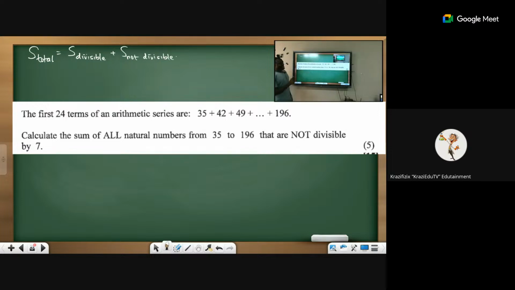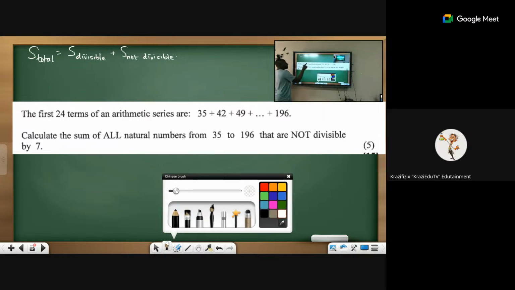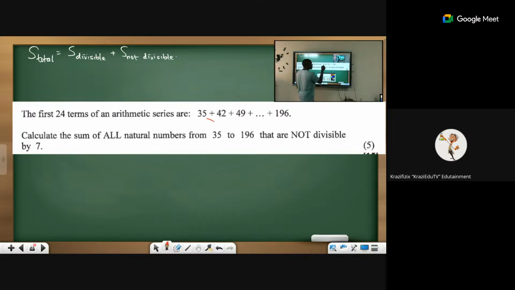What do you notice about the sum they gave us? 35, 42. Those are multiples of 7. They're all divisible by what? 7. Okay, so how many terms do we have? If we look at that, what's our difference? Okay, let's put a minus there. What's our Tn?